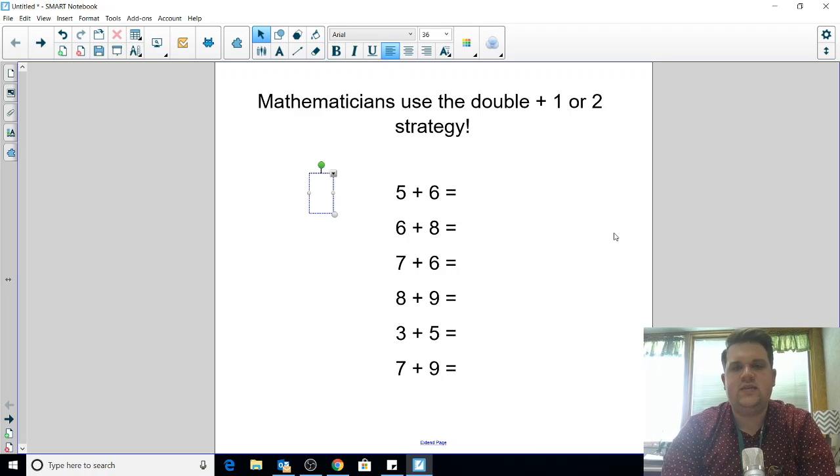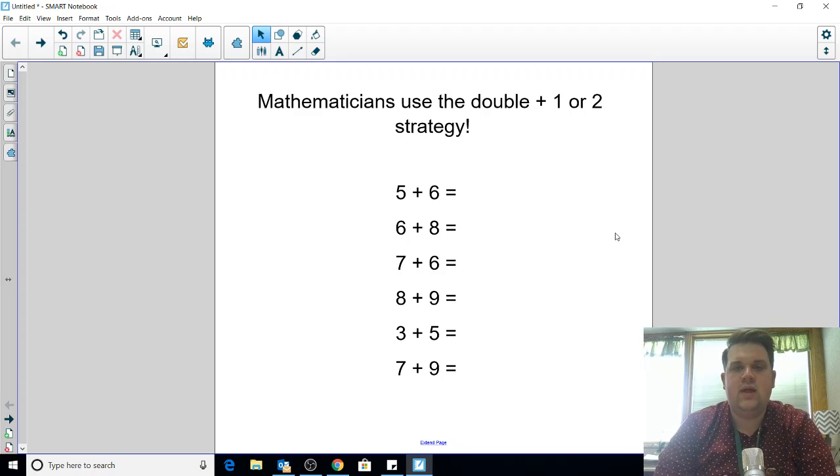This week in Fluency we're going to be talking about the double plus one or two strategy. With this strategy there are certain problems that work best. Just like with doubles, when we see two numbers that are the same, we want to use that double strategy to solve it efficiently. With this strategy we also have to keep doubles in mind, but you'll notice in the examples here that the numbers are different.